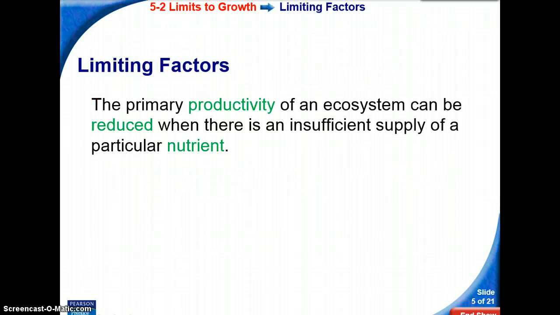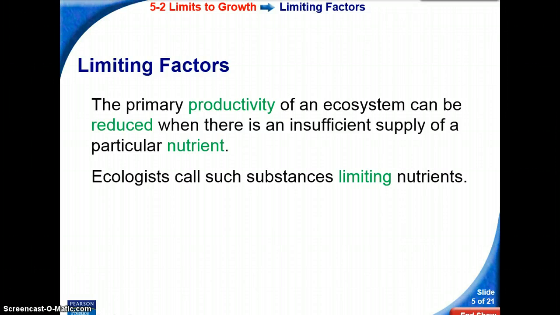So first of all, what is a limiting factor? Well, a lot of times the primary productivity of an ecosystem can be reduced when there is an insufficient supply of a particular nutrient. Remember, we talked about nutrients before, and when there's not enough of a nutrient in an area, then that becomes a limiting nutrient. And like I said, ecologists call such substances limiting nutrients.